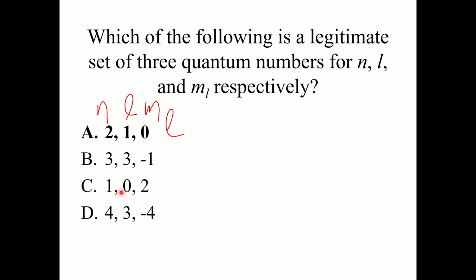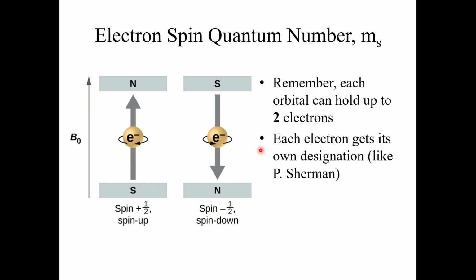If l equals 0, then m sub l has to be 0. That is the only possible value. So C is not a correct set of quantum numbers. And then the same issue comes up here with D, where it shows m sub l having a larger magnitude than l. So D is incorrect as well. A is our answer.